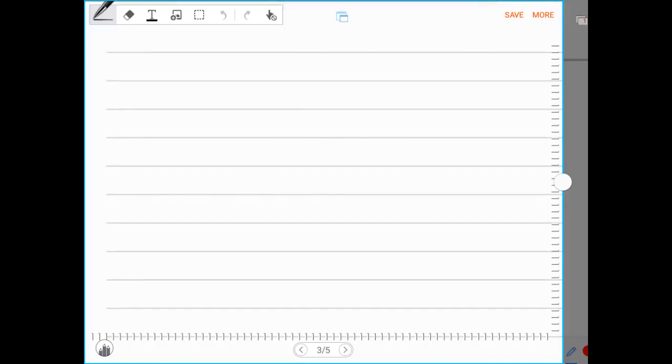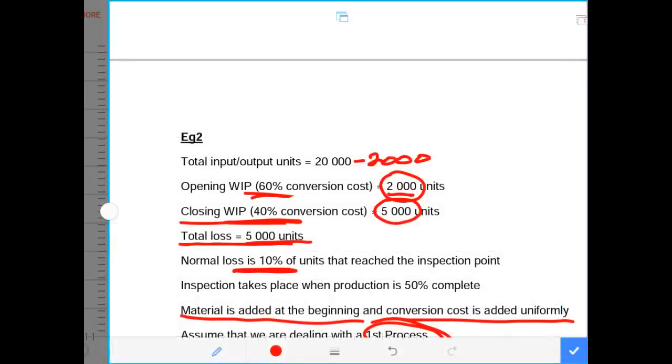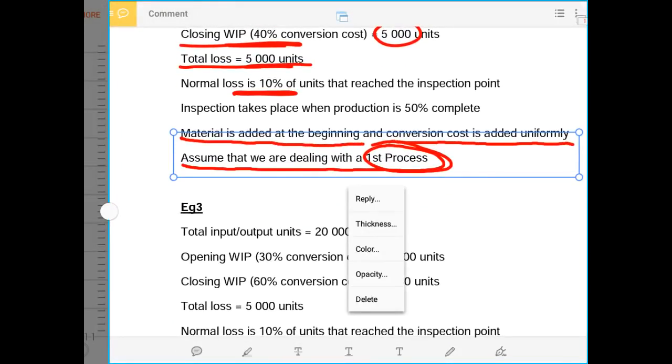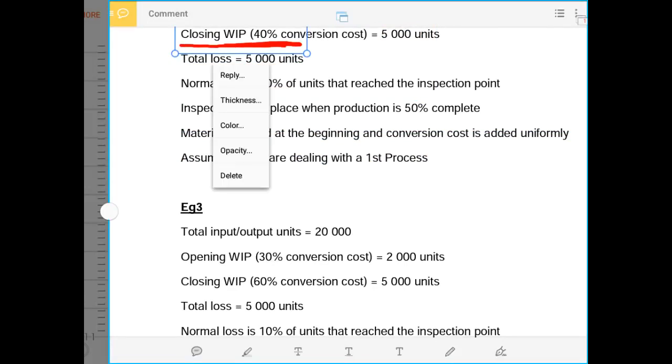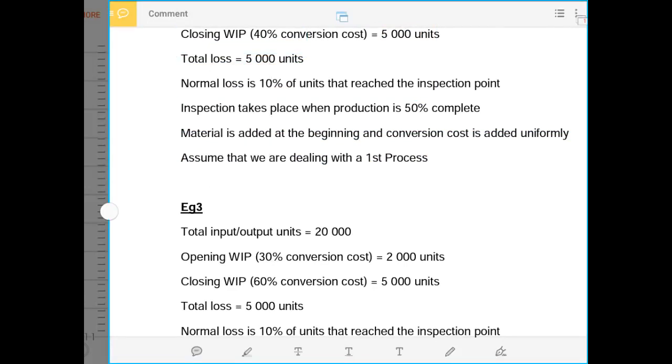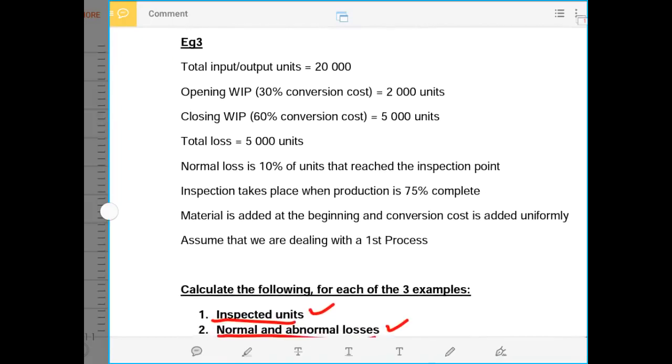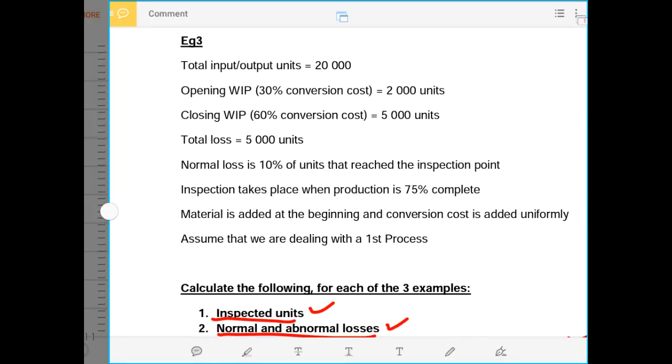So now let us continue to the last example, which is example number 3. We are still dealing with the calculation of the loss, where we first have to check how many units pass the point of inspection. First, the question, did these units pass the point of inspection? If the answer is yes, you do nothing. If the answer is no, you deduct. So now we go to example number 3.